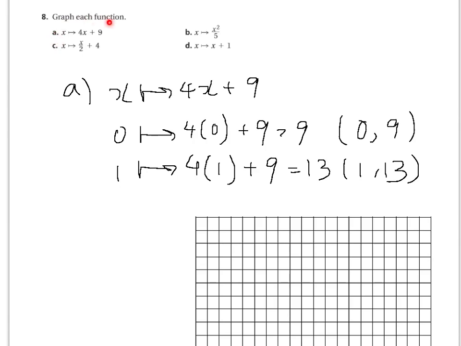Because this is a linear function, you see you don't have any square or any power on x, it is really clean. If it's a linear function, all we have to do is find 2 points, connect those two points with a straight line and extend it. That's all we have to do. So that's what I'm going to do here.